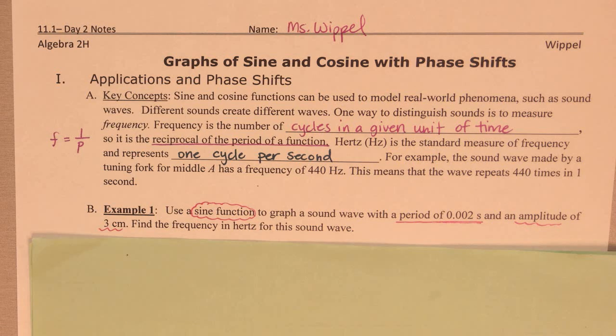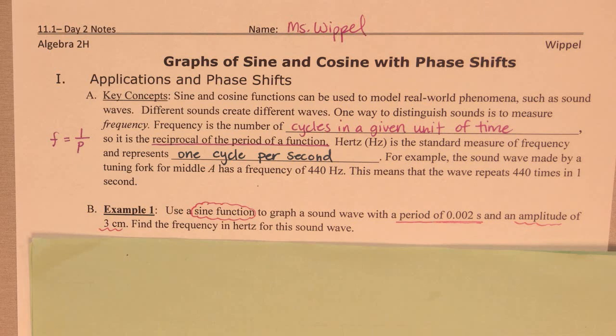Okay, so the first part of today is an application. Sine and cosine functions can be used to model real world situations like sound waves. And frequency is one way that we can do this. Frequency is the number of cycles in a given unit of time. Okay? Frequency is the number of cycles in a given unit of time.